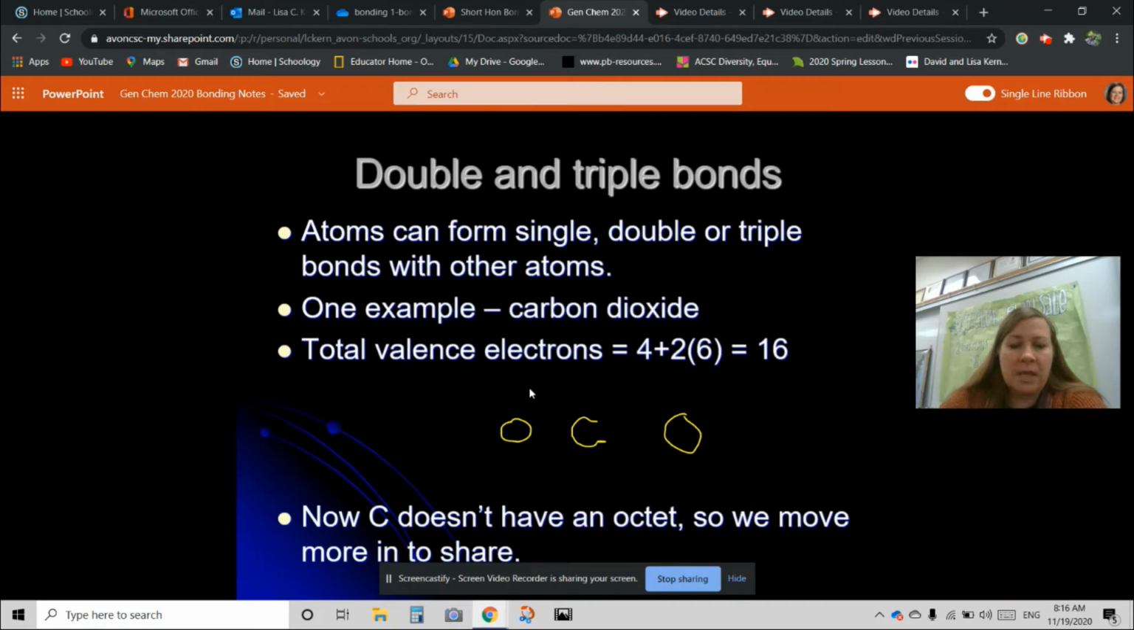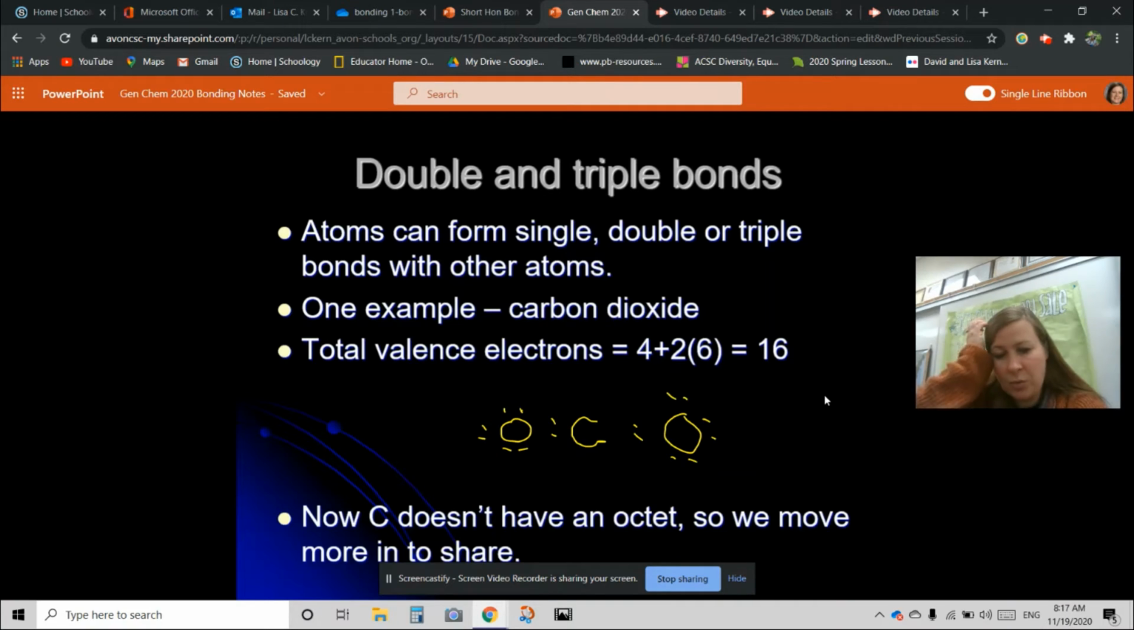And the rule was start with your terminal atoms. So 1, let's make that dot a little bigger. 2, 3, 4, 5, 6, 7, 8. And those 2 right there are going to be shared between the oxygen and the carbon. So that oxygen has the 8 that it needs. We only have 16 that we can use, though. So there's 8, 9, 10, 11, 12, 13, 14, 15, 16.